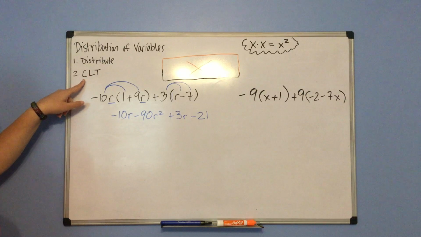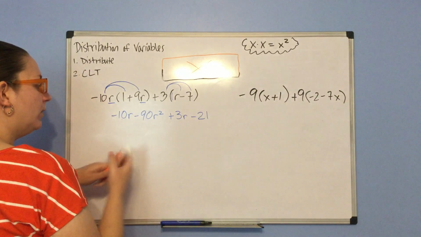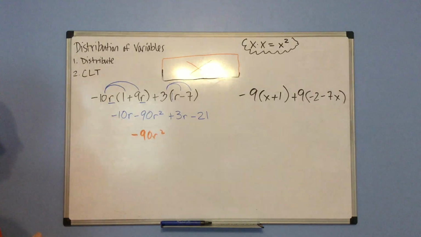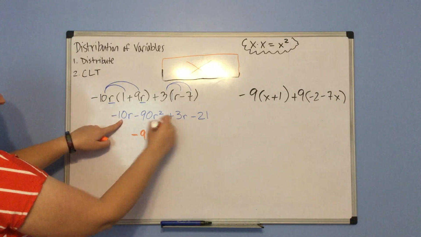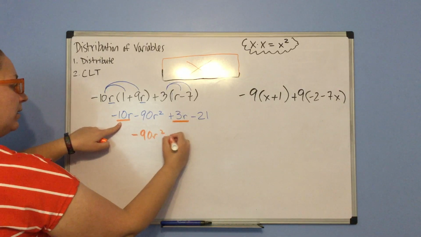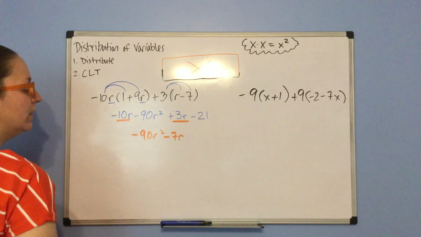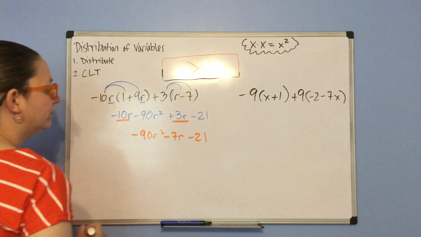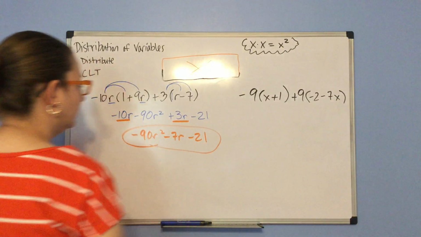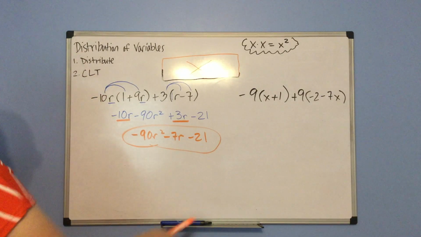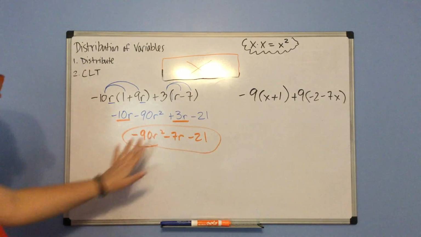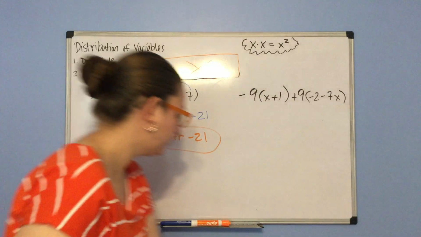Do we have any like terms to combine? There's only one r squared term, negative 90r squared, so that's going to stay the same. I do have 2 regular r terms. Negative 10 plus 3 would be negative 7r, and then minus 21. So we do have 3 terms in our final answer here, and that's perfectly fine. You know you've done everything completely when you look at your final answer, there's no more like terms to combine, which we do not have any here, so we are good.